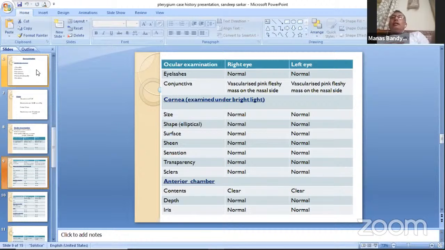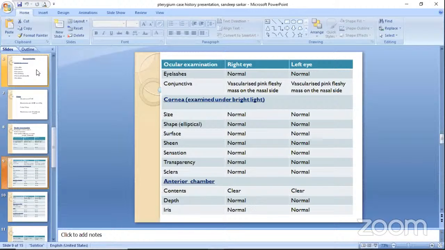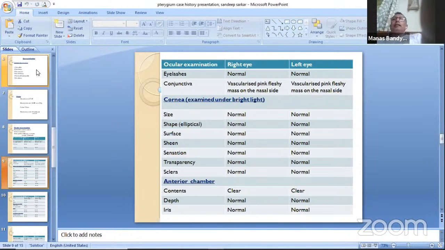Now, in the conjunctiva, you said that vascularized pink fleshy mass is there on the nasal side in both eyes, and the cornea. You just described the size, shape, surface, sheen, sensation, transparency, everything. But did you mention how much cornea is invaded by the pterygium? Yes, sir. It is mentioned in my diagnosis as 1 mm to 2 mm from the limbus. But when you are giving your examination in detail, that is the conjunctiva and cornea, then you didn't mention anything regarding it. In cornea, the findings you mentioned, everything was normal.